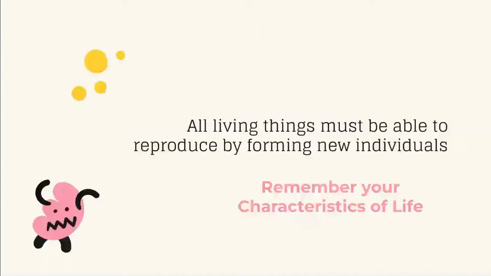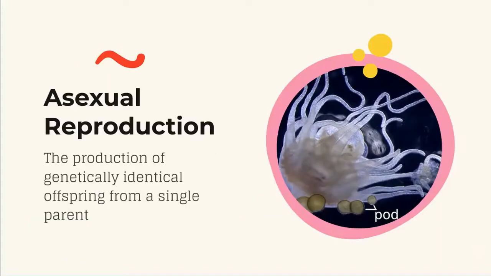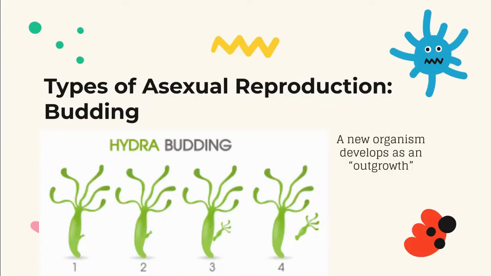Now, remember your characteristics of life that all living things must be able to reproduce by forming new individuals. There are two types of reproduction in our natural world. The first one that we're going to talk about is asexual reproduction. This is the production of genetically identical offspring from a single parent. In this case, we have three different examples.